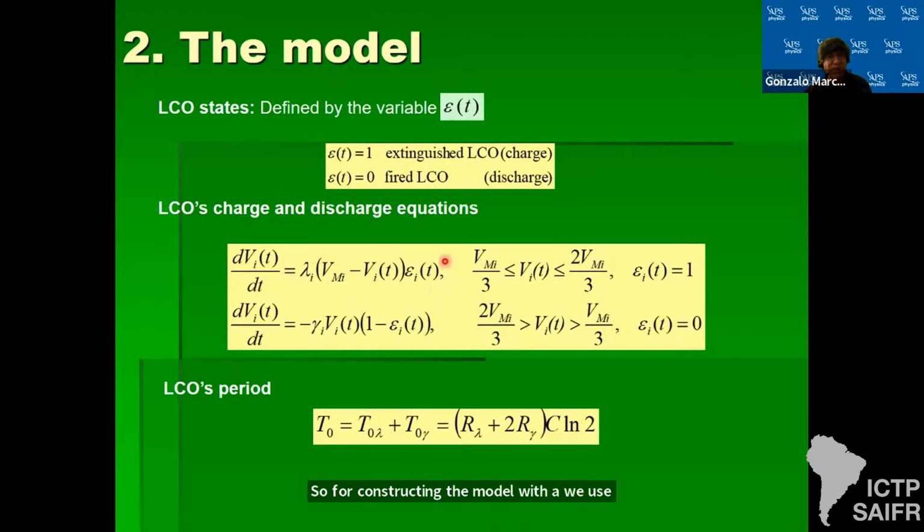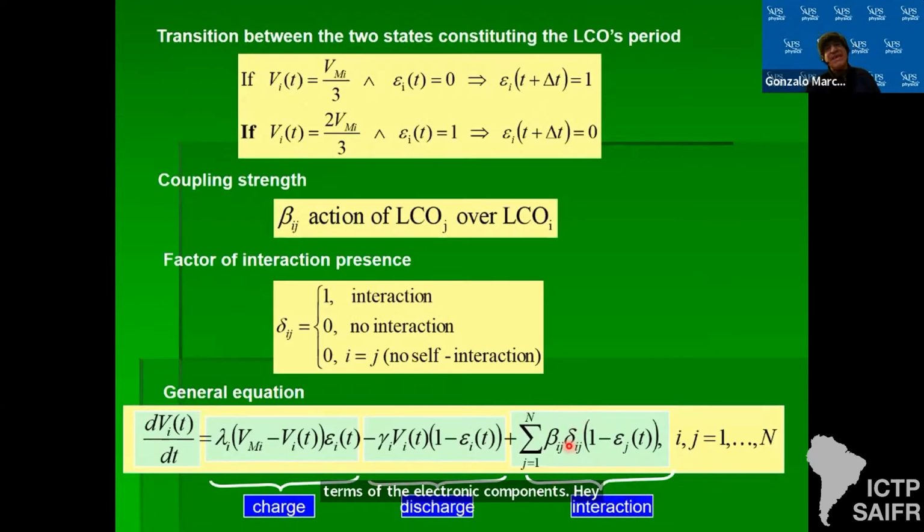So for constructing the model, we use the equations related to the charge and to the discharge. We use the natural periods of the oscillators in terms of the electronic components. We impose the thresholds, an upper and a lower threshold, and we introduce the coupling strength by the factor beta, that in a certain way, together with the factor delta Ij, can give us the idea of a network. So finally, we have the dynamical system of the N oscillators with the charging and discharging stages, and the coupling term.